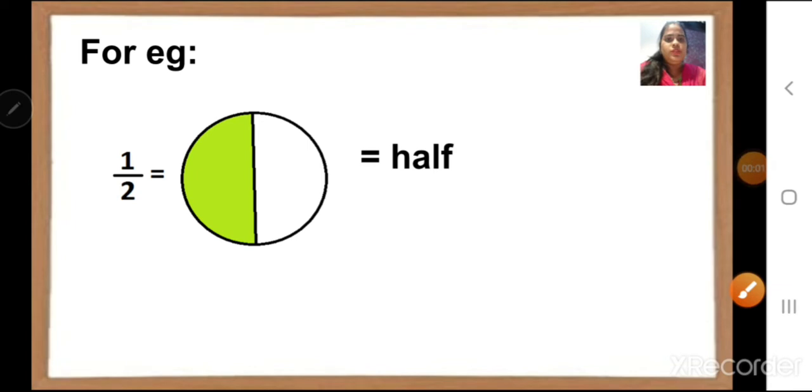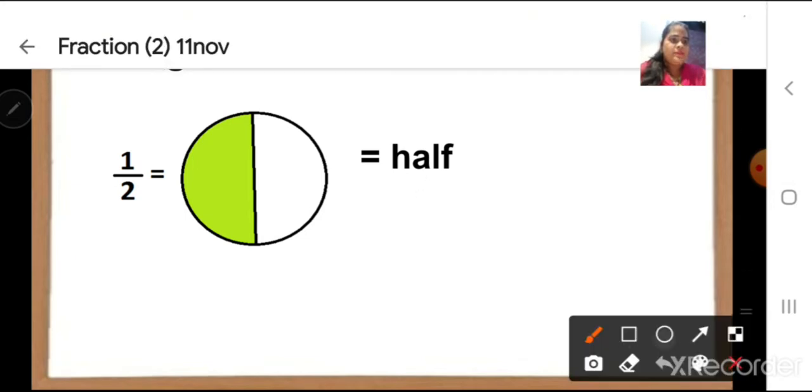Children, note down. Only for 1 upon 2, we represent it as half. We don't say it as 1 second. It is wrong. Okay, we write it as half. Whereas, now let us take one more example.